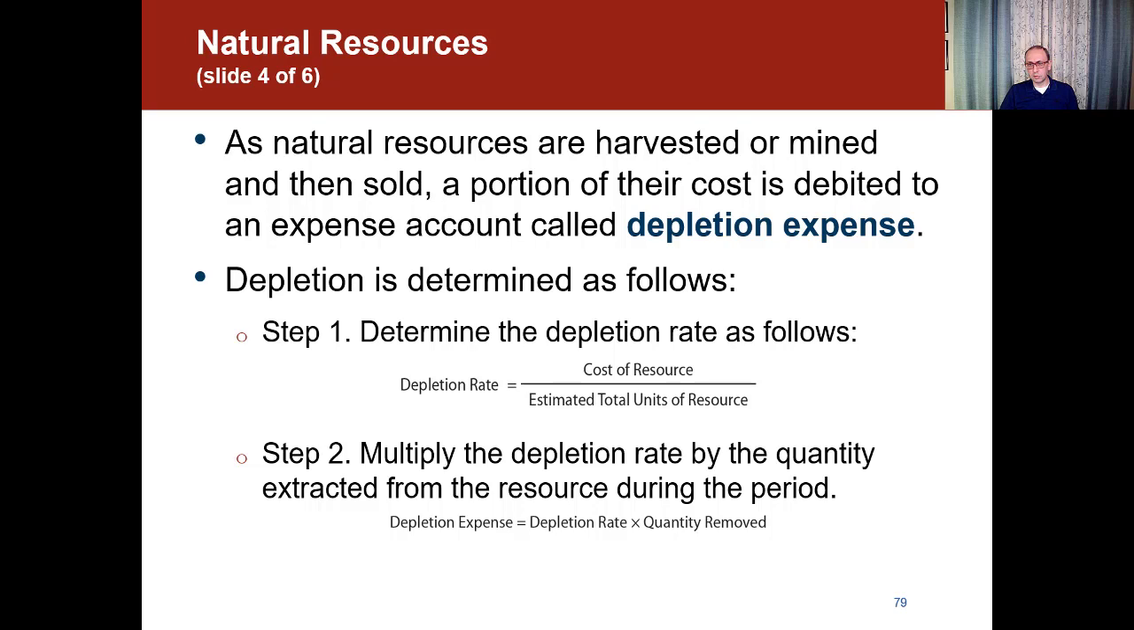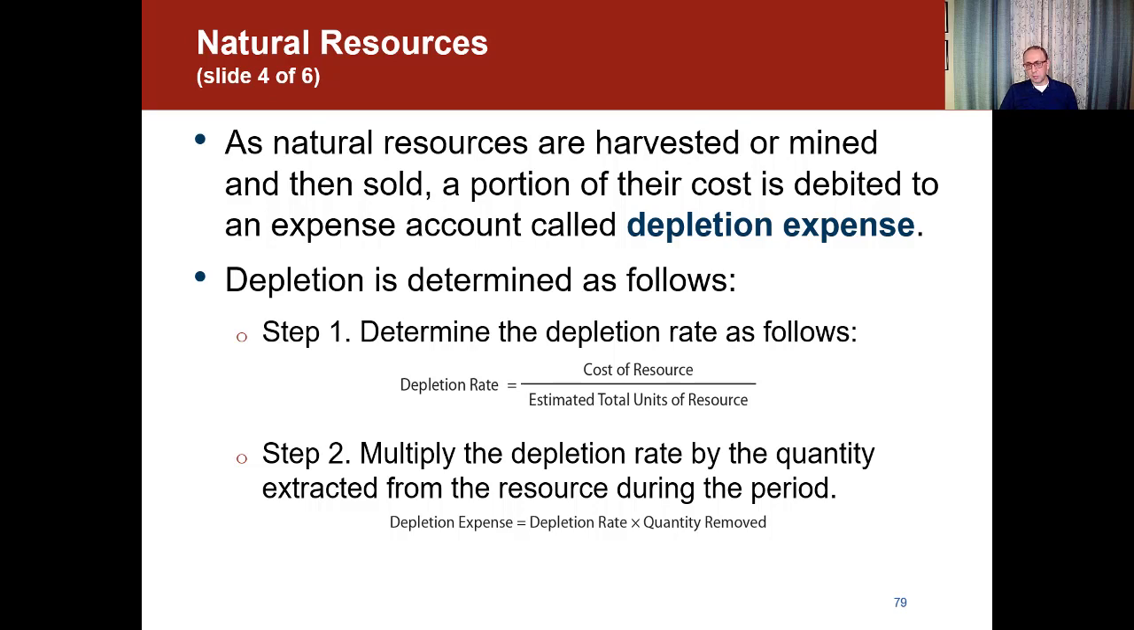The first step is to determine the depletion rate, and it's very similar to the units of production or units of output depreciation method. So we have the cost of the resource divided by the estimated total units of the resource. The cost of the resource is a fact. We are always given that. The total units of the resource is an estimate. So this is something that the accountant has to estimate. Of course, in our case here, these estimates are going to be given to us.